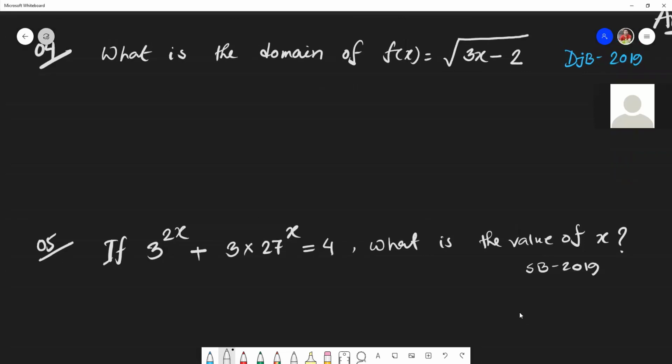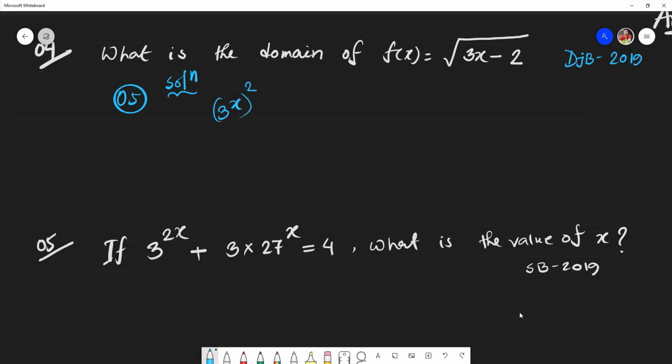Okay, let's see this answer. If we do this math traditionally, question number 5, solution. Here we can write 3 times x whole square plus 3 times, multiplied with 3 times x cube, and this is the 4. Or if we do it here, 3 times x whole square plus 3 multiplied by 3 times x cube, and minus 4 equal to 0.